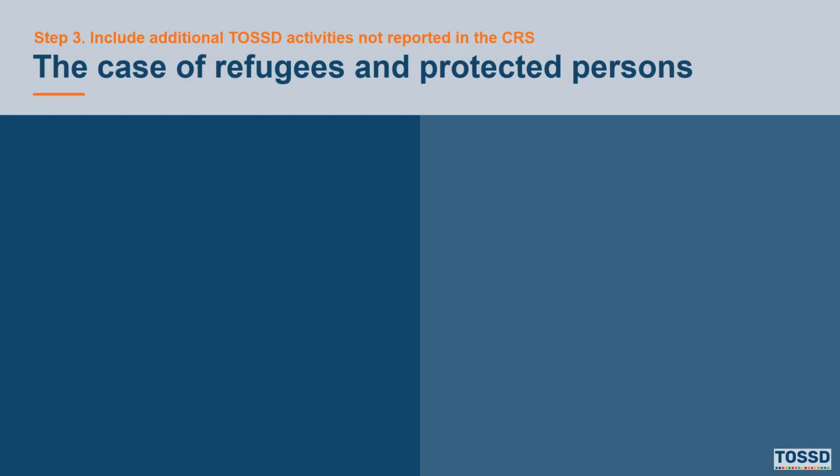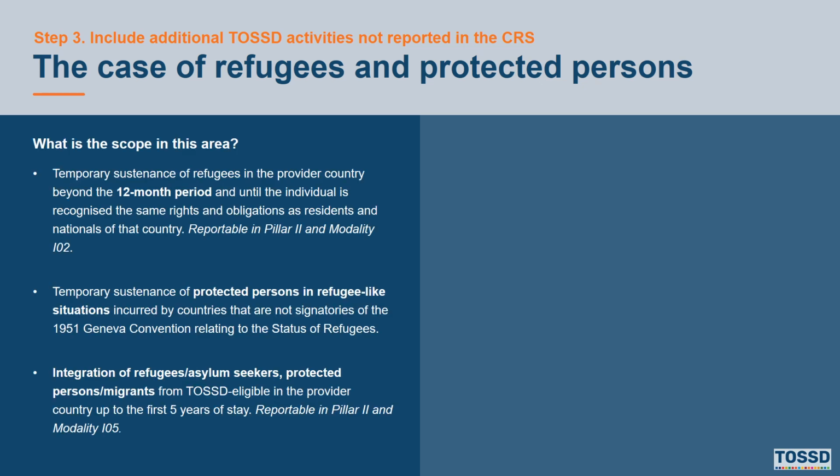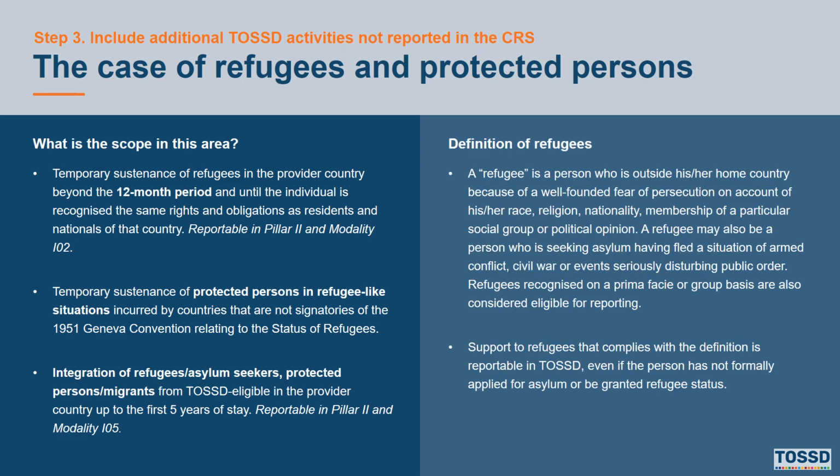Providers can also include additional activities in the area of refugees and protected persons. This encompasses the temporary sustenance of refugees in the provider country beyond the 12-month period, as well as expenditures for the integration of refugees and migrants in the provider country up to the first 5 years of their stay.